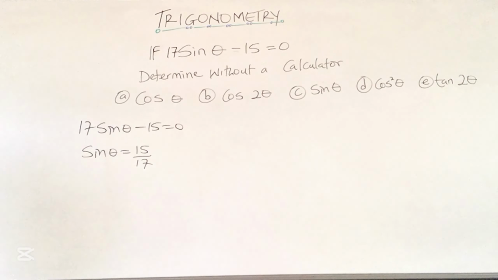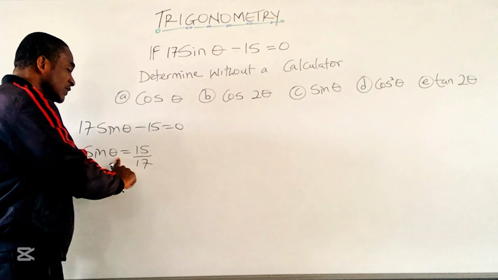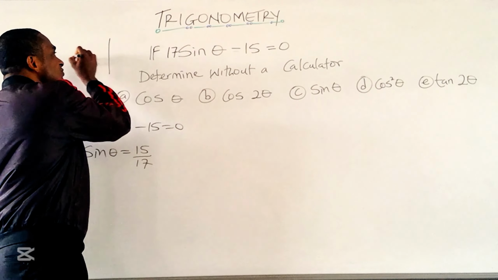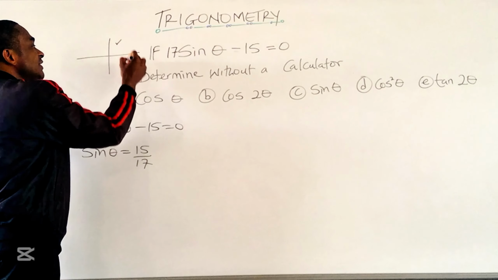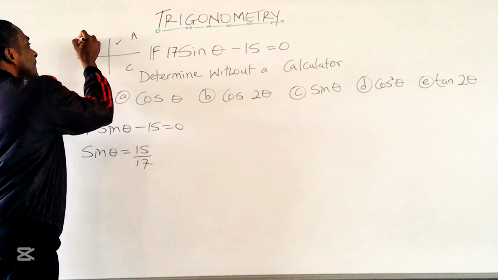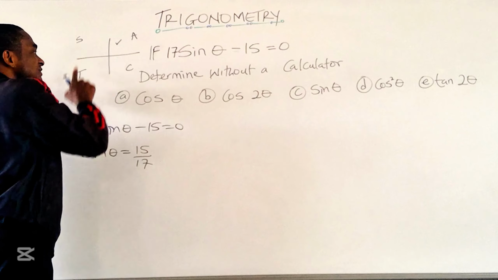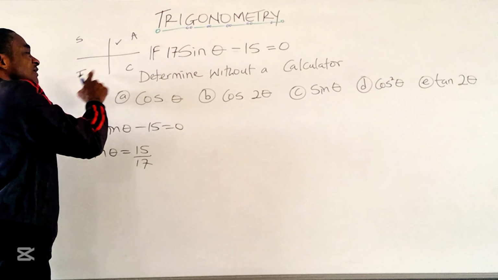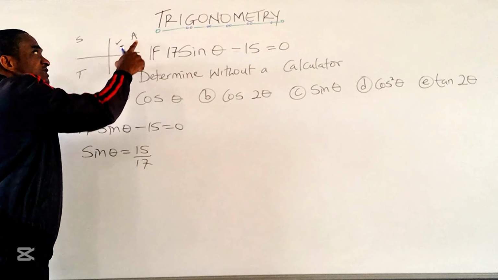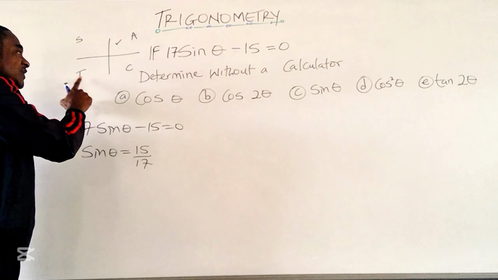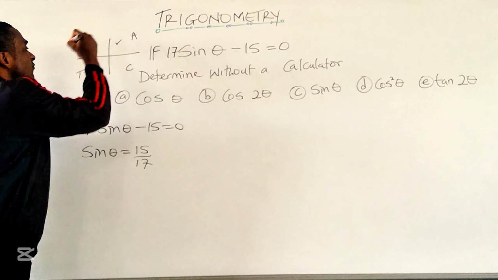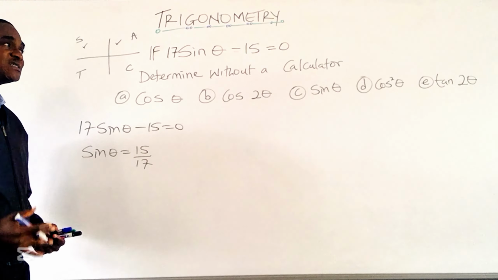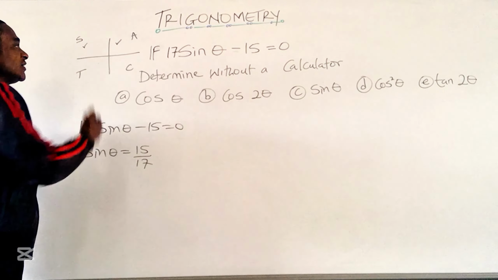Now, what next? The next thing is we'll check on which quadrant we have sine as positive. Sine is positive on the first quadrant. Remember our CAST diagram: all, sine, tan, cos, from the first quadrant, second, third, fourth quadrant. Cos is positive here, all is positive here, sine is positive here, tan is positive here. So sine is positive on quadrant 1 and quadrant 2. So our sketch must be in any of these.